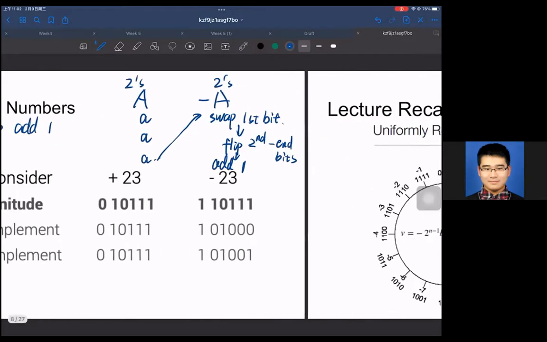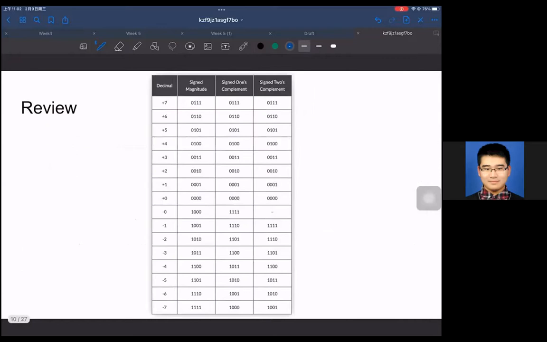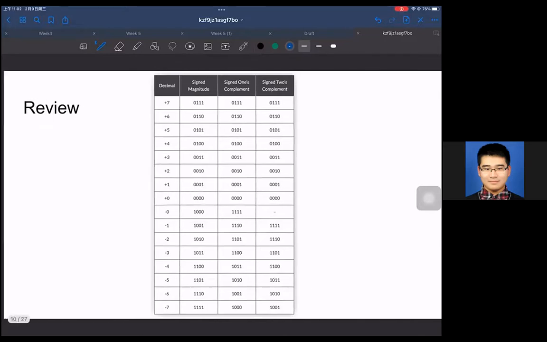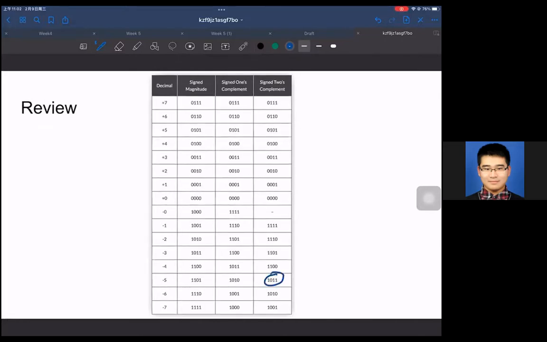Why don't we just take a look at an example? I think it's the same. It's going to be the same. So let's pick an example. Can someone give me a number from 1 to 7? Okay, let's do -5. So 2's complement of -5 is going to be 1011.